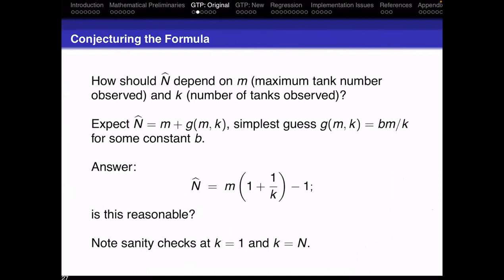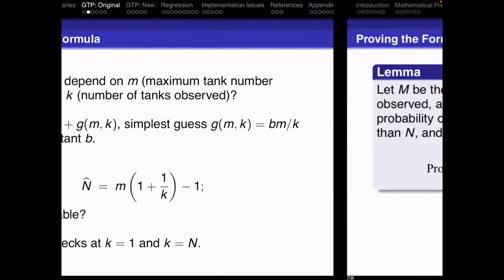And so you would expect that you would have to double. If I have 100 tanks, I would expect my value of little m to be about 50, so I'd expect to have to double it. Good, 1 plus 1 over 1 is doubling this too. Conversely, if k equals n, that means you've observed everything. And then in that case, m is also going to be n because you've observed every tank. So the sanity checks work.